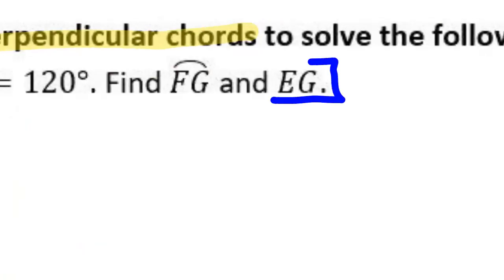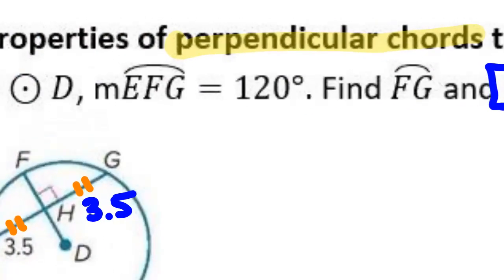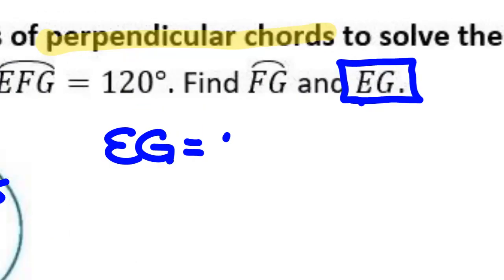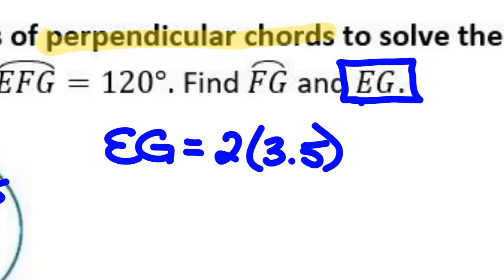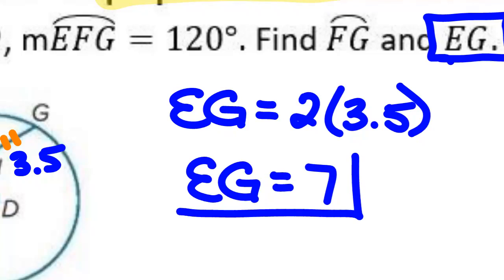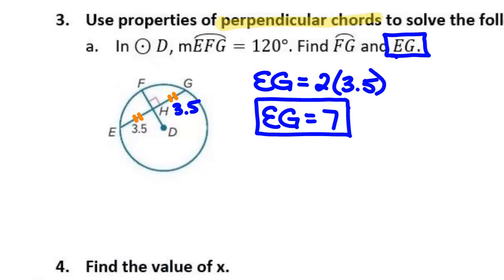One of the things they ask us for is the length of EG. EG is this whole chord from E all the way over to G. How could I find that size? We're going to add those two together, or we're going to multiply 3.5 times 2. You could do 3.5 plus 3.5, or 3.5 times 2. And what would you get? 7. So the length of the chord is 7.